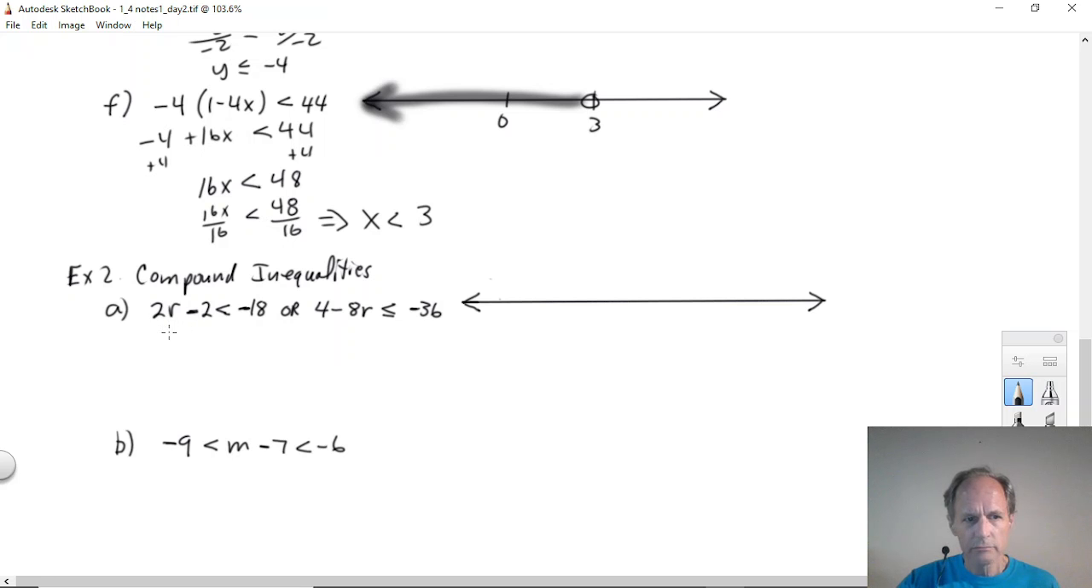So the first one, 2r minus 2 is less than negative 18. Add 2 to both sides and we get 2r less than negative 16. Divide both sides by 2. Get r is less than negative 8. Okay, we'll do the other side.